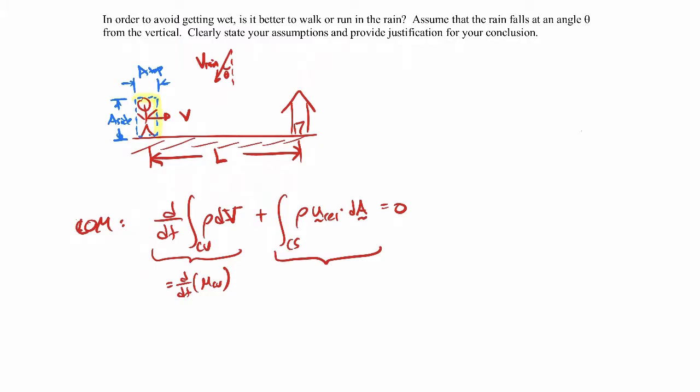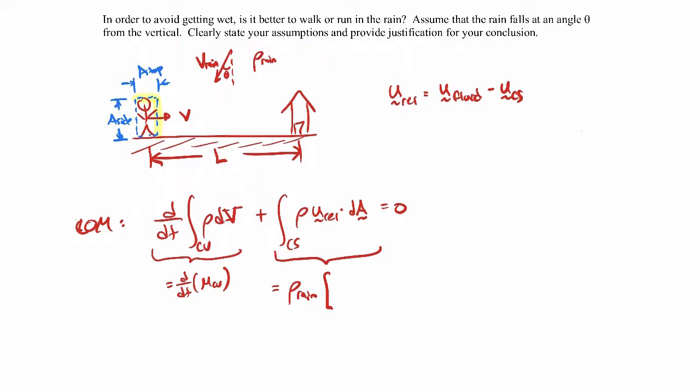So let me evaluate that term from the top. The density that's coming in will be the density of the rain. So the rain's coming down with some density. That's basically just the mass of rain per unit volume, so it'll have to do with the size of the raindrops and how well spaced they are, that kind of thing. Now the relative velocity, let me remind you, is the velocity of the fluid minus the control surface velocity. So let's evaluate both of those.